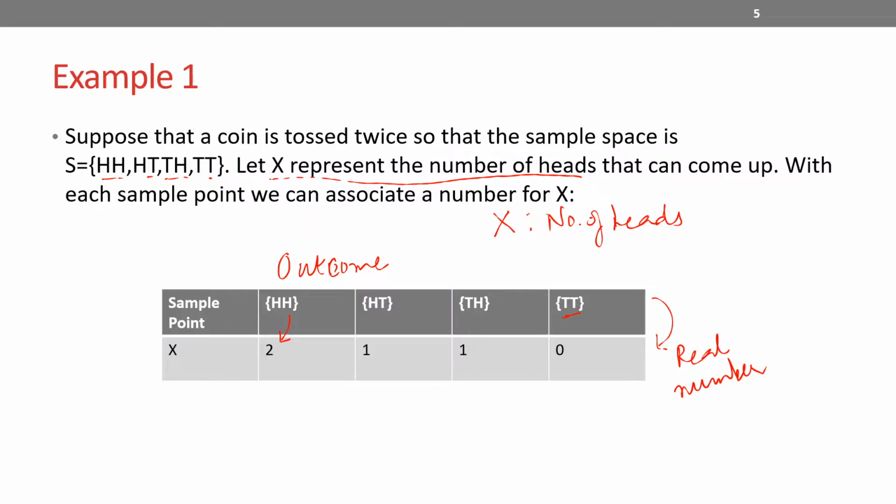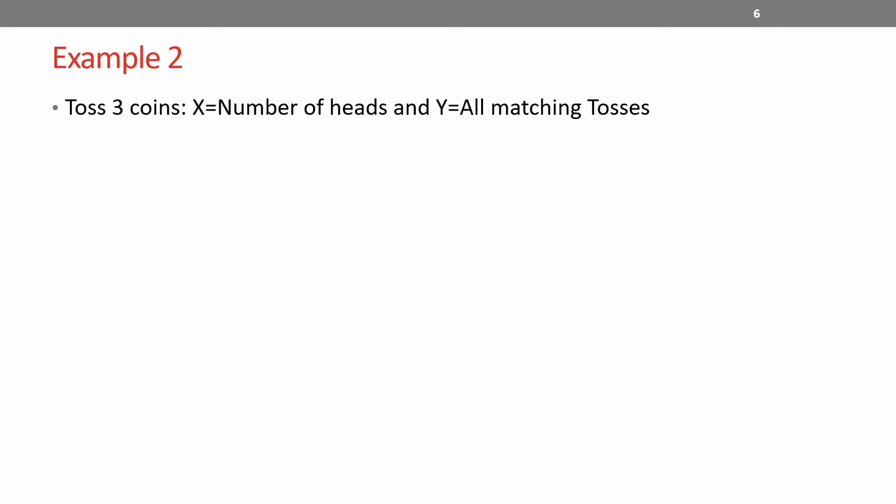Okay, so this was a simple example. Let's look at a more complex one in which I have this experiment of tossing 3 coins, and I have 2 random variables defined on this experiment. The first one is the number of heads, that's represented by X, and the second one is Y, which means all matching tosses. The way I'm defining Y is that it either takes on a value of 1 or 0 depending on a yes or no. Yes, all tosses match. No, all tosses do not match.